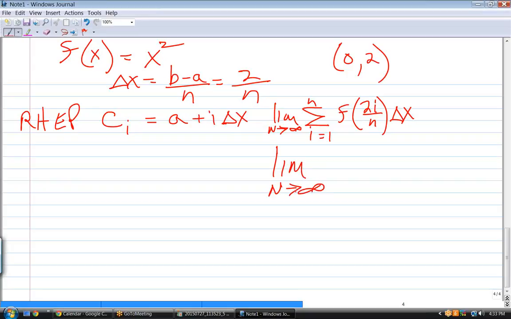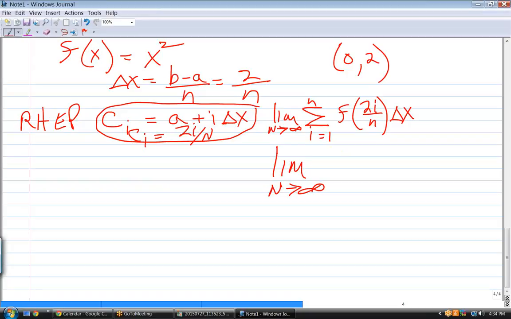Wait, how do we get the 2i over n again? That's what c sub i is equal to: a, which is 0 in this case, plus i times delta x, which is 2 over n. So this becomes 2i over n. c sub i equals 2i over n. Oh, I see. Okay, right. And we want the limit of sigma of f of c sub i. So it's f of 2i over n.